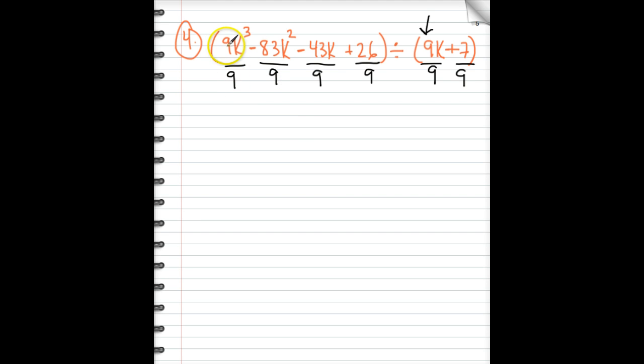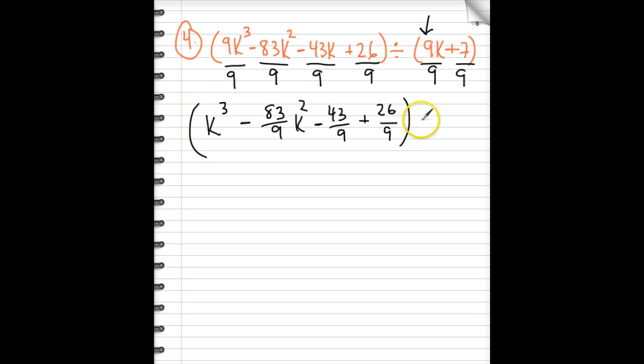9 over 9 here does simplify to 1 whole, so we have 1 whole k to the third minus 83 over 9, which is not going to simplify nicely, so we leave that as 83 over 9 k squared, minus, again, 43 over 9, not going to simplify, so we leave that as 43 over 9, and 26 over 9, same story, not going to simplify nicely at all. Alright, so there is our dividend.